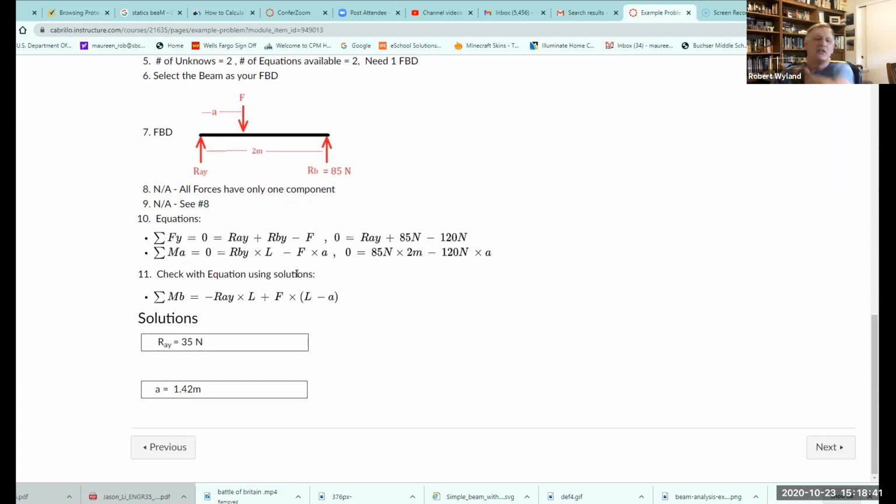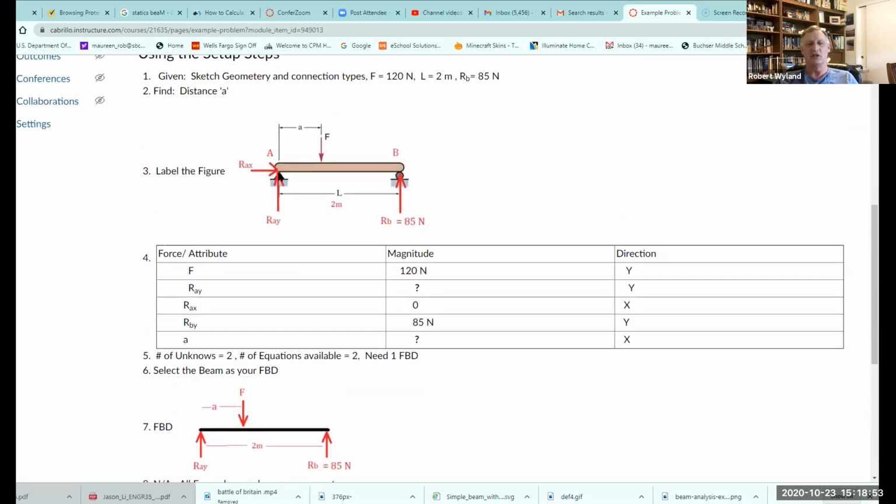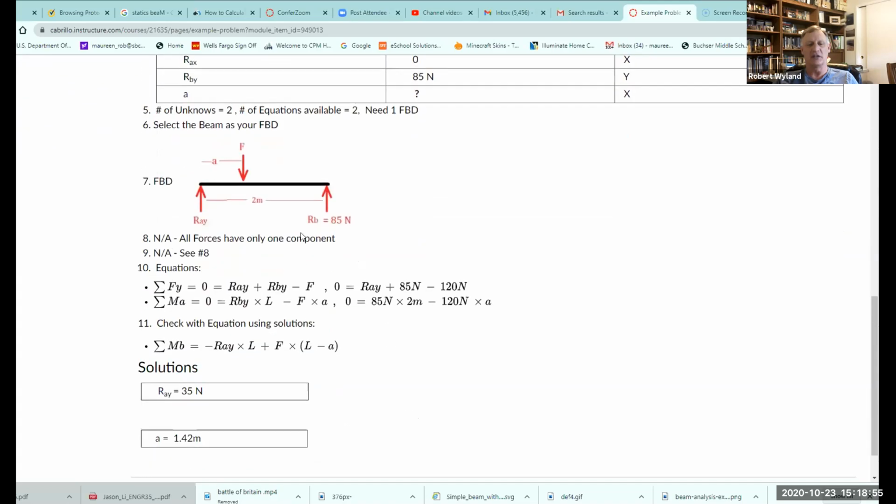So what equations do we have at our disposal? Again, like I said, we only have 2 really: the sum of the forces in the y, and the sum of the moments, which we can choose about wherever we want. In this case, I chose A, and I'll discuss that in a little bit. But the sum of the forces in y is pretty straightforward. We have RAY, we have RBY, and F.